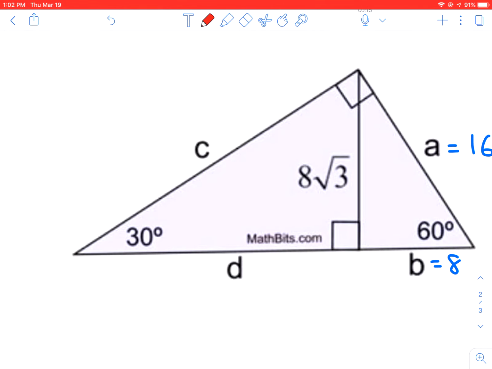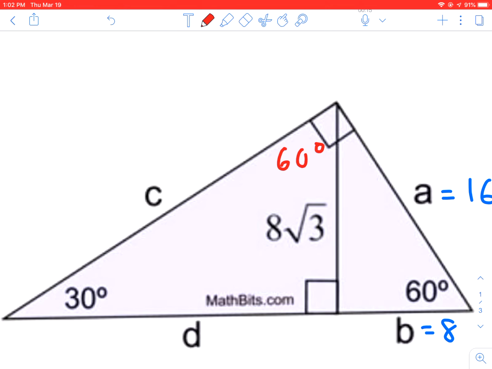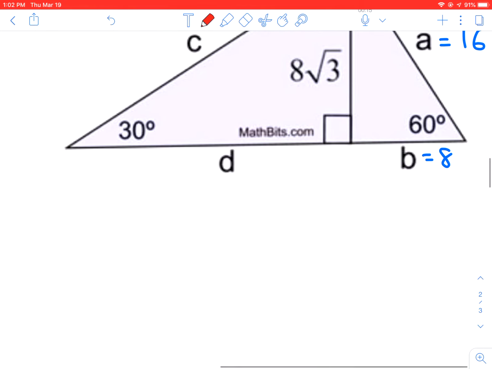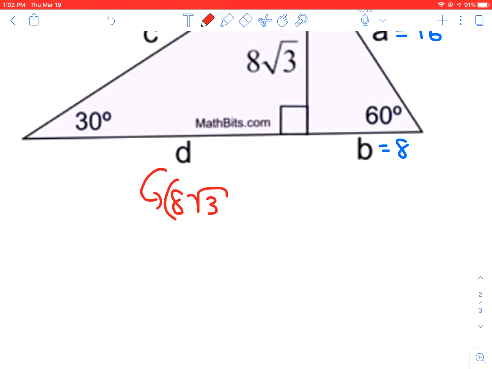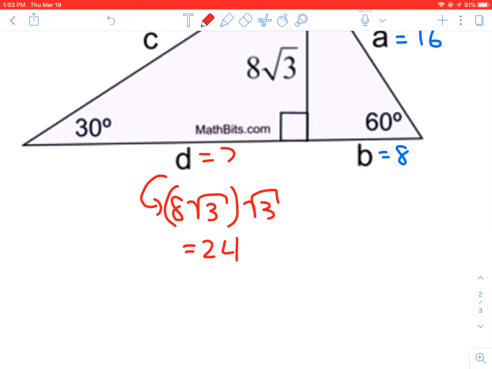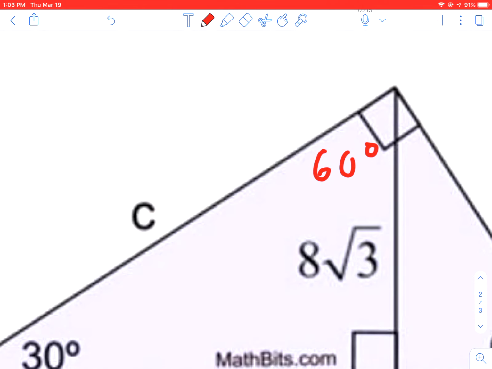Now in our left triangle, that's also a 30, 60, 90. Let me label this. That's the 60-degree side. So our longer leg is going to be the shorter leg times radical 3. So this longer leg would be 8 radical 3, or shorter leg, times radical 3 again. So rad 3 times rad 3 is 3. 8 times 3 is 24. So D here is 24. And C is going to be 8 radical 3 times 2. And so that is 16 radical 3.